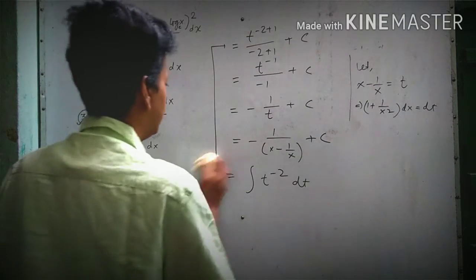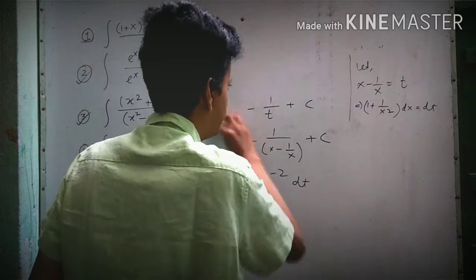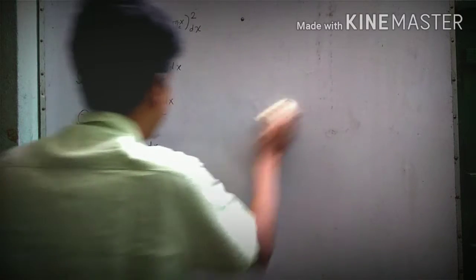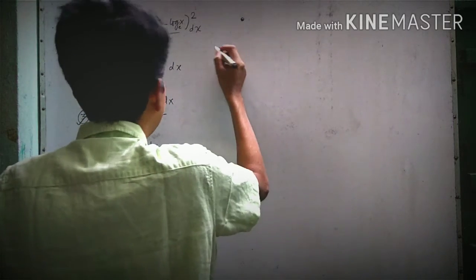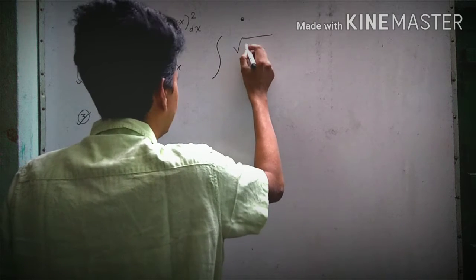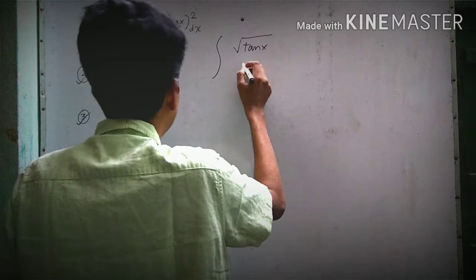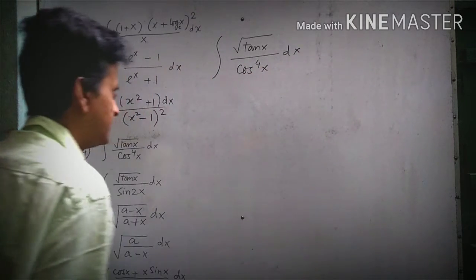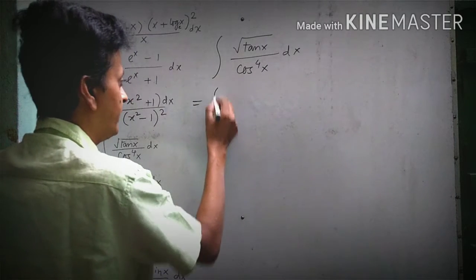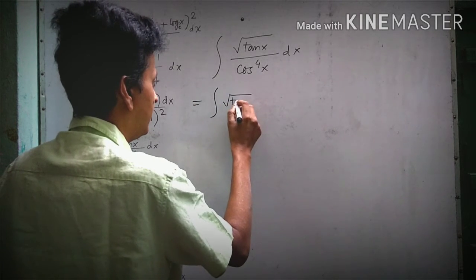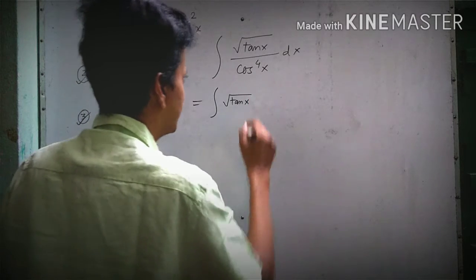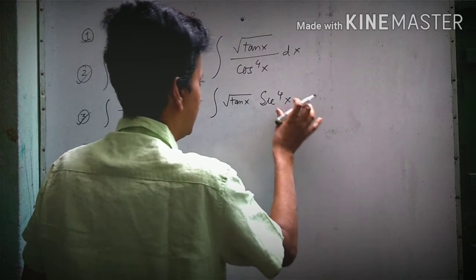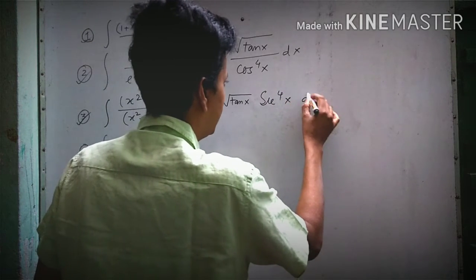Now we come to the number 4 problem. That is integration of root over tan x by cos 4x dx. We can write this as root over tan x into 1 by cos 4x, that is sec 4x, sec power 4x dx.